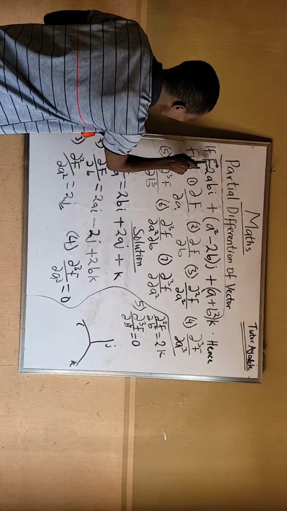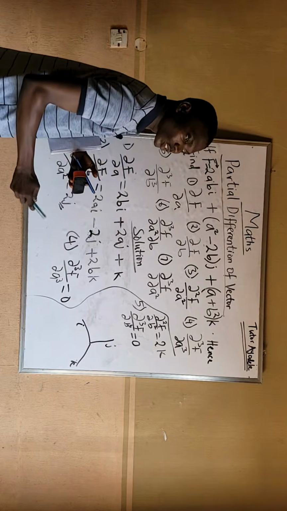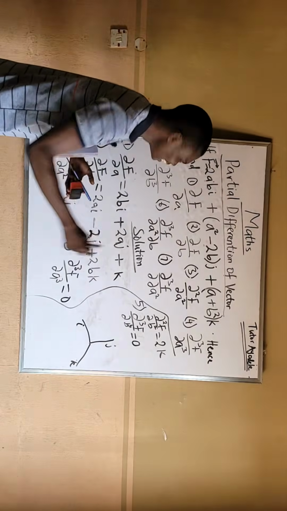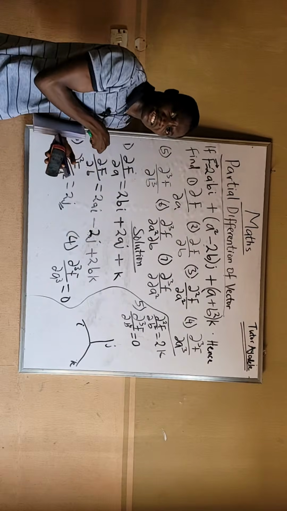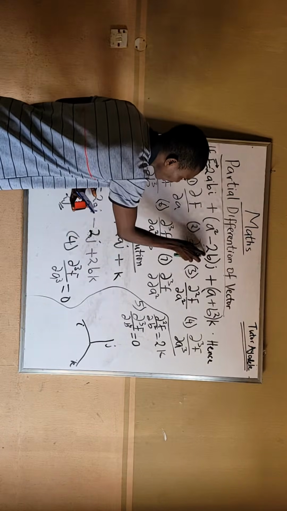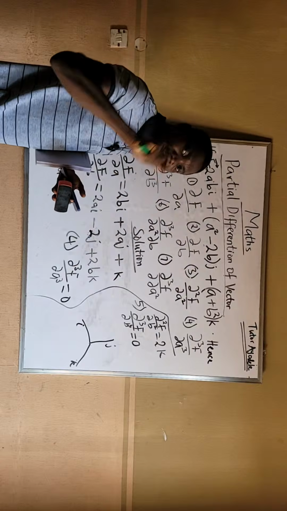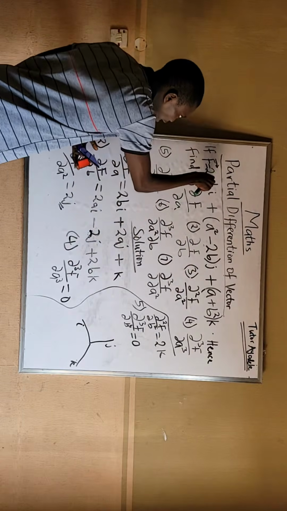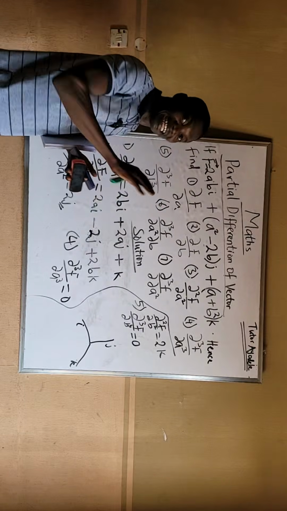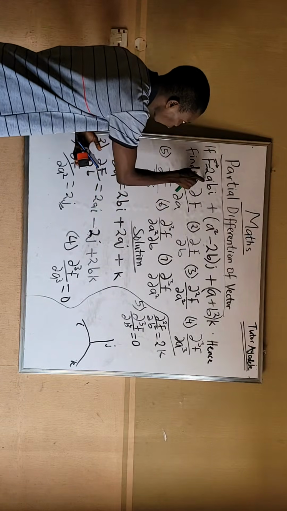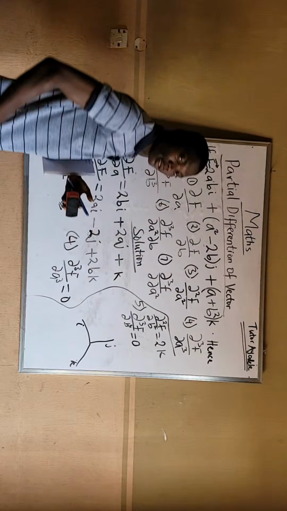But now, this is a function of a and b. So when you have a function of a and b, and you are differentiating with respect to a, is it not a partial? Is it only a that is here? No, it is not only a. So when you differentiate with respect to a, without anybody telling you, you already know that it is a partial because we have a function of a and b.